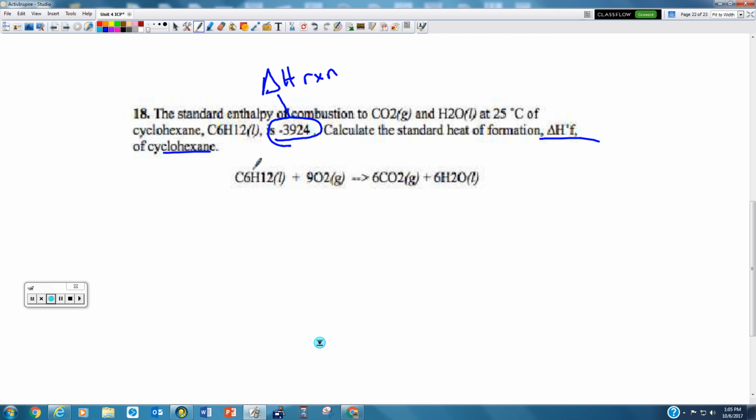So if you look up on that chart, you're not going to find C6H12 on that chart anywhere, unless I printed a chart that just happens to have it on there. But most of the time, you're not going to see it on there. But then you can look up the other three.